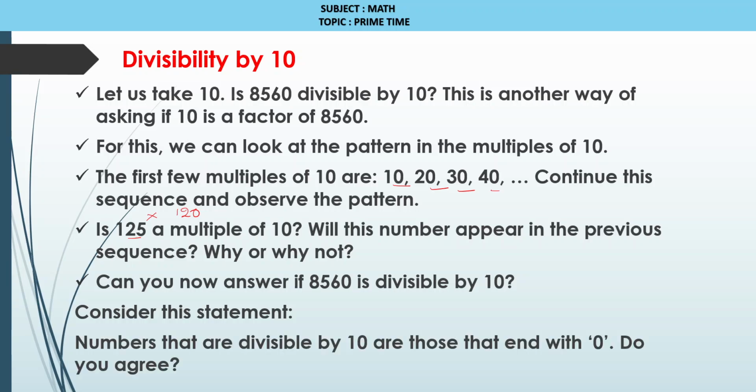Numbers that are divisible by 10 are those that end with a 0. Do you agree? Yes. So, for example, 100, 2010, 2020, 5670. If we observe, all these numbers are divisible by 10 because they end with a 0.